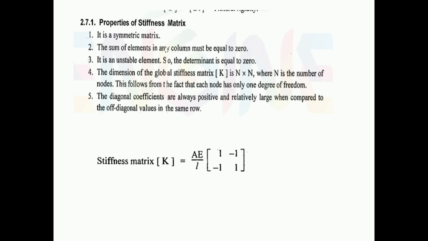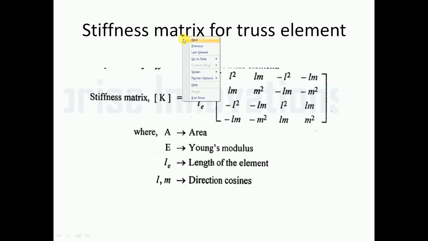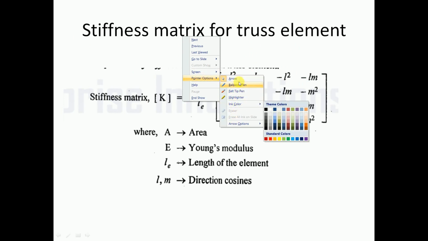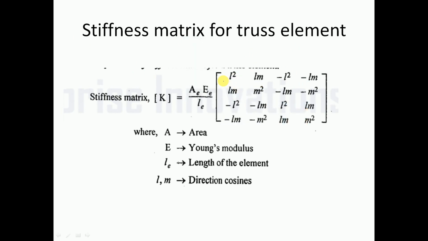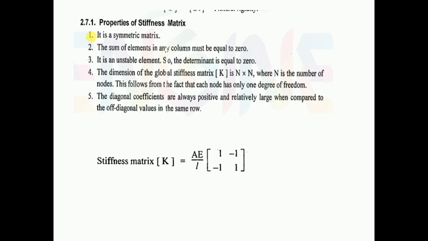In this video I will explain what the properties of the stiffness matrix are. Okay, what are the properties of the stiffness matrix in finite element methods? For that, you can see the first property is that it is a symmetric matrix. A symmetric matrix is nothing but K equal to K transpose.